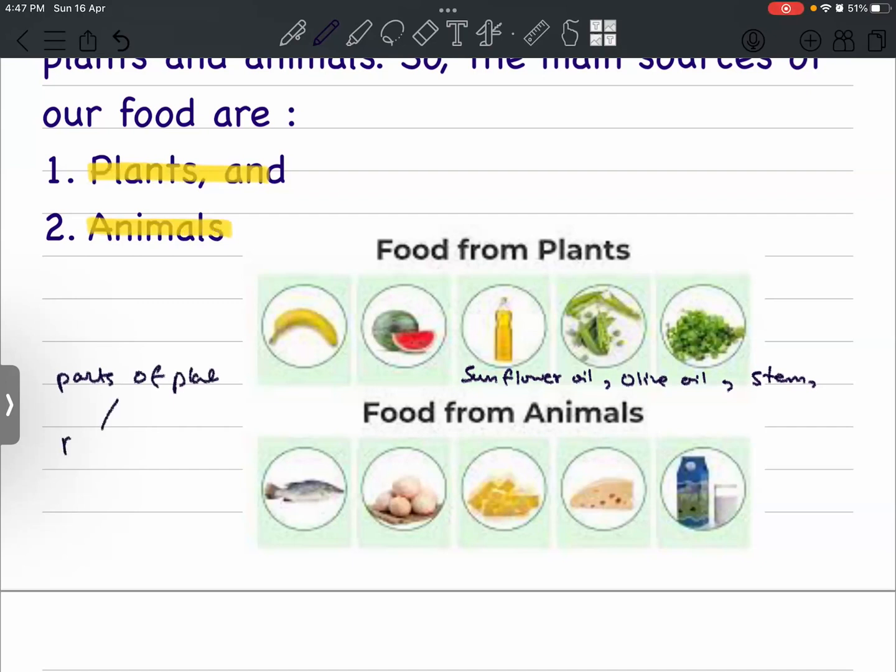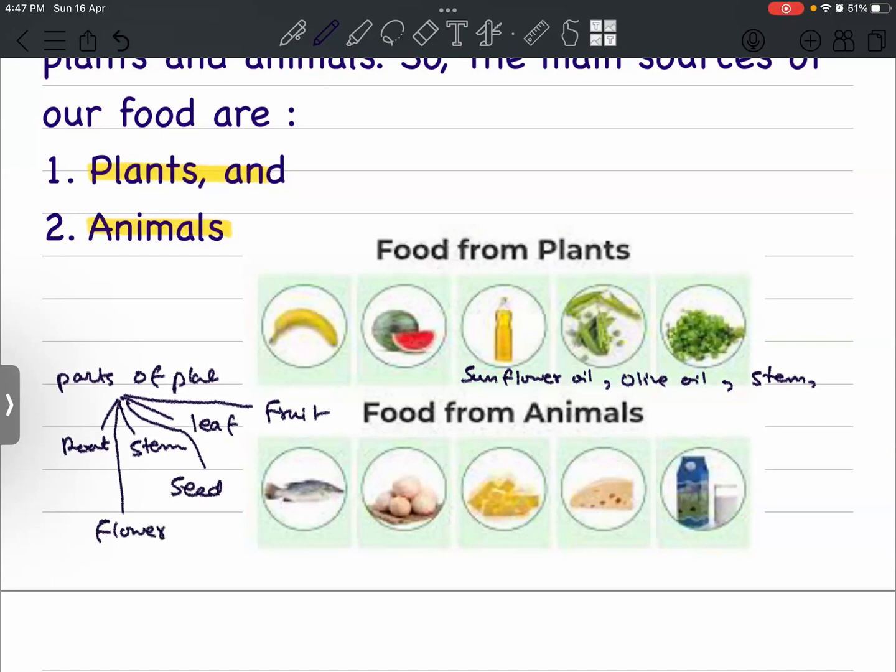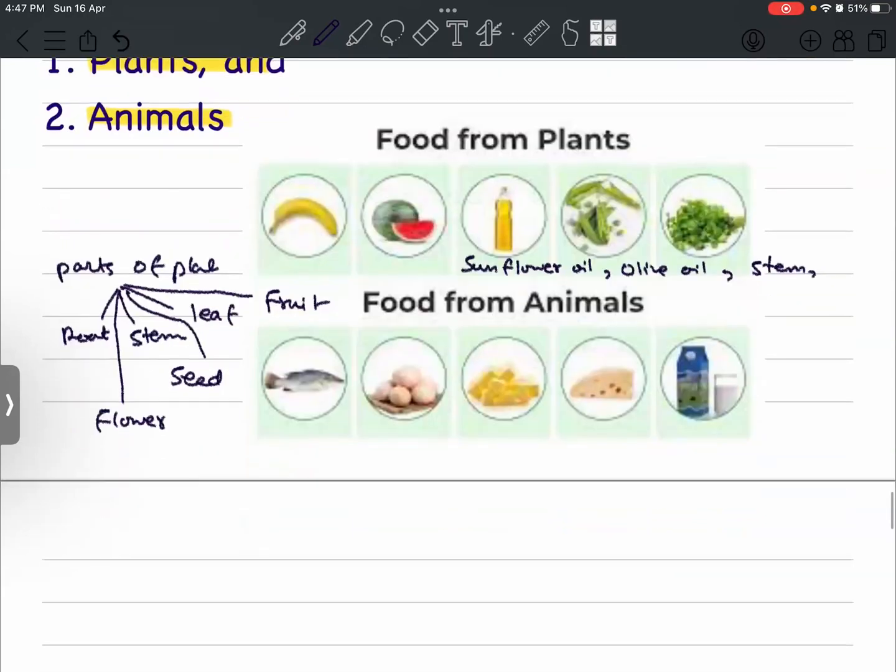It could be the root, it could be the stem, very good. It could be the leaf, it could be the fruit. In some cases, it could be seed also, and it could be flower also. Now, sprouts come, right? Sprouts are related to seed. Basically, the germinated seeds are called sprouts.